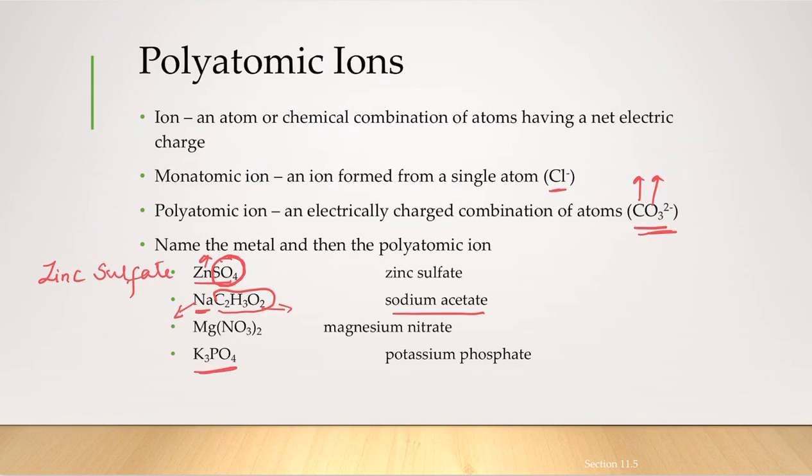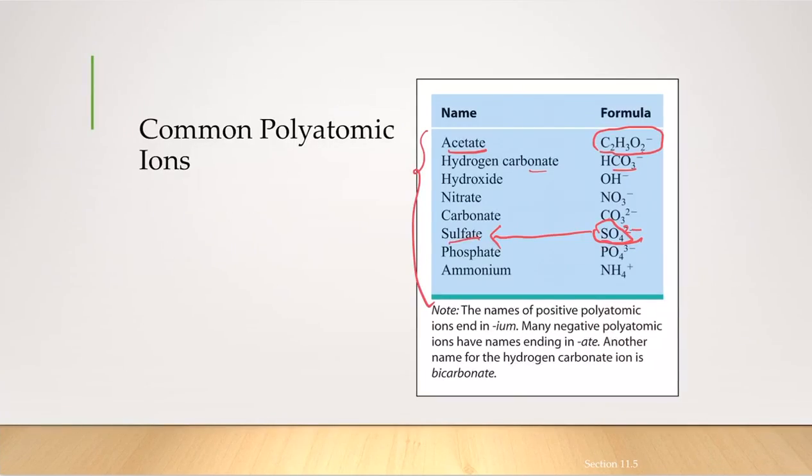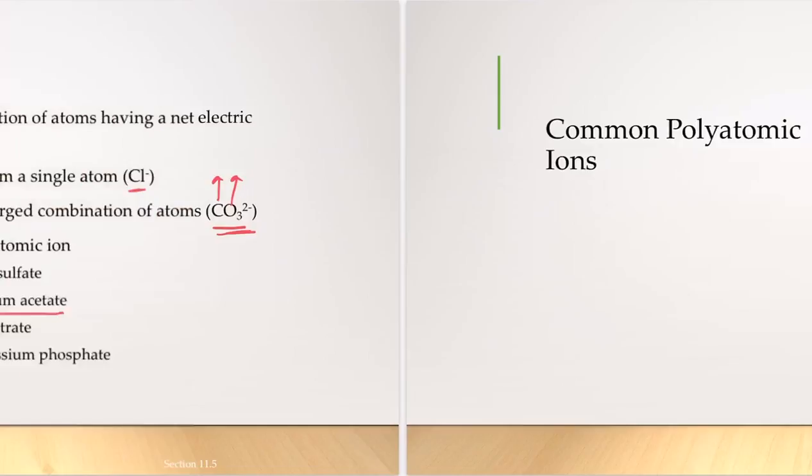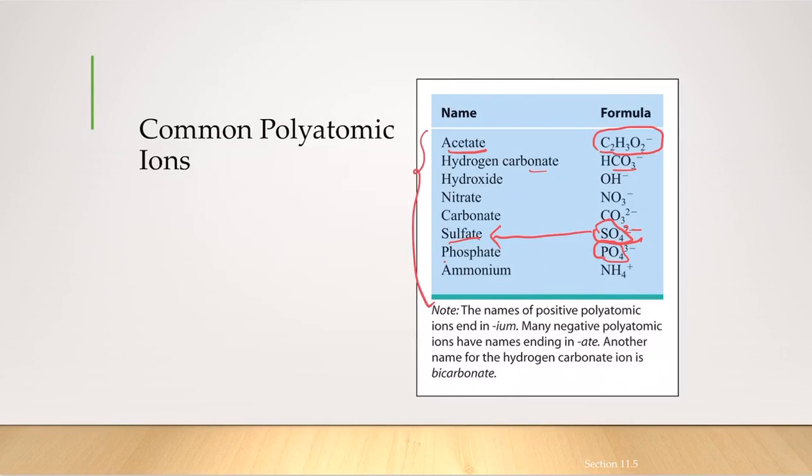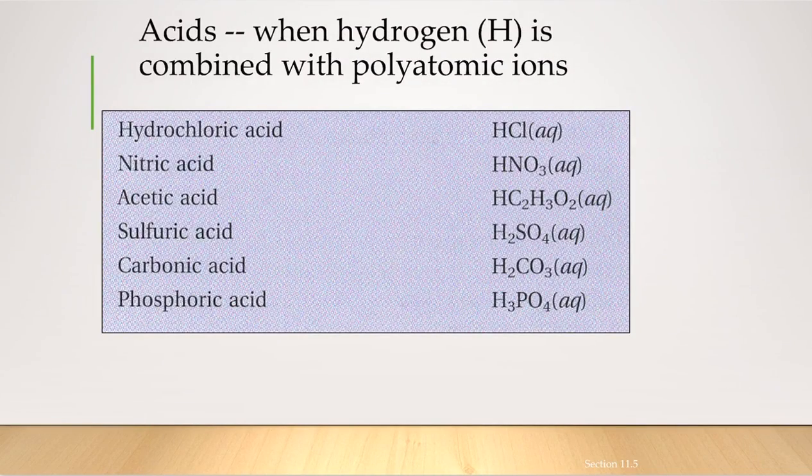And K3PO4. Remember you won't usually put the prefixes for this. Although there are 3 potassium, usually the metals do not go with any prefixes at all. So it's going to be potassium. And what is this PO4? Let's go to the table and find PO4. PO4 corresponds to phosphate, and therefore this is going to be potassium phosphate. It is so important that you know the names and the formulas of polyatomic ions.